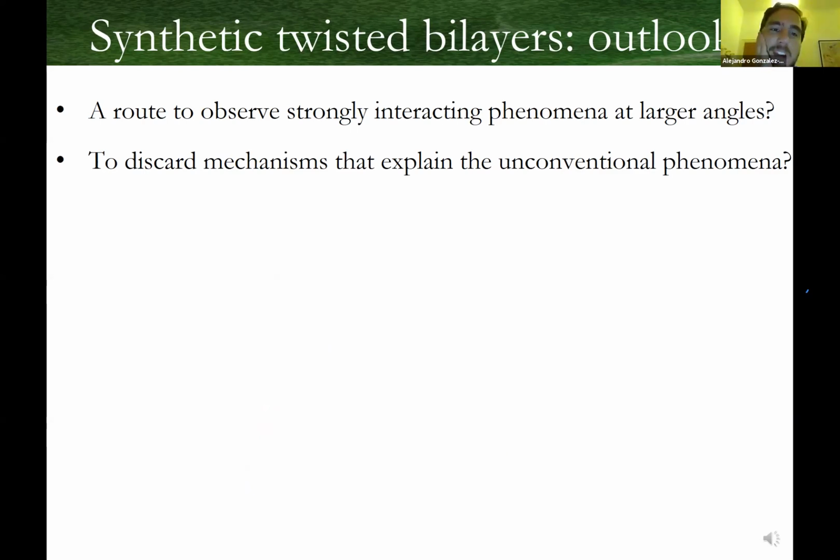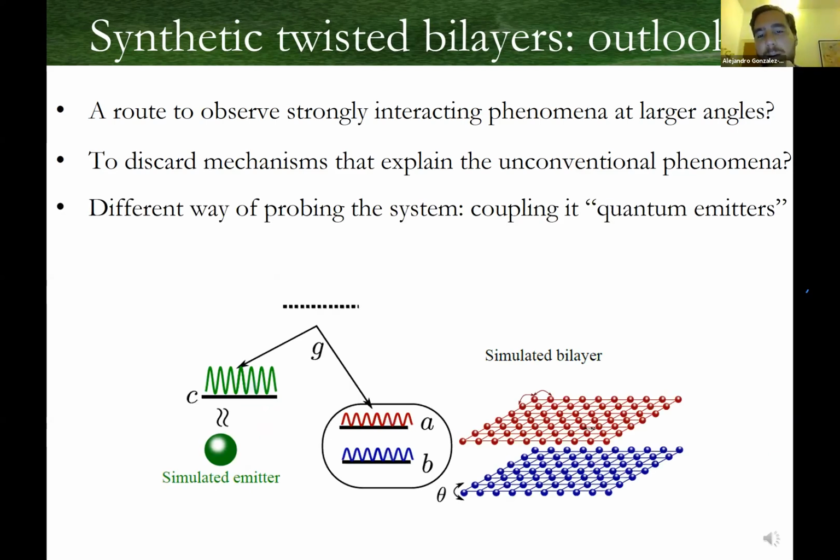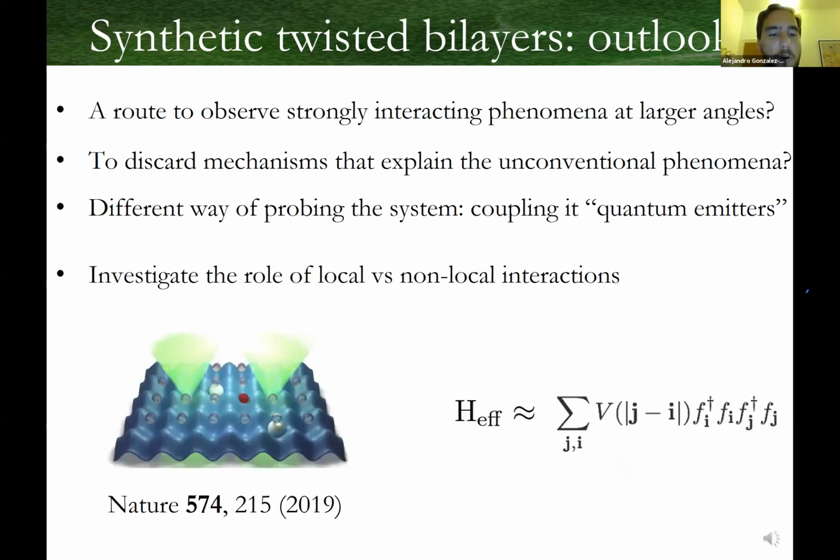Also, I wanted to put here that you can maybe find new ways of probing the system. So we explored a way of doing it by coupling quantum emitters. It will be like putting a localized tip and finding an emission excitation into these bilayers, and you will find some non-trivial features in the emission. And also, I would like to make some connection with a proposal that we did recently to simulate quantum chemistry problems, and to export it here to also investigate the role of local versus non-local interactions in this twisted bilayer graphene. Maybe I don't have the time to explain it.